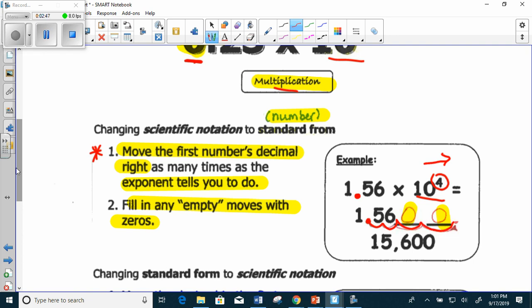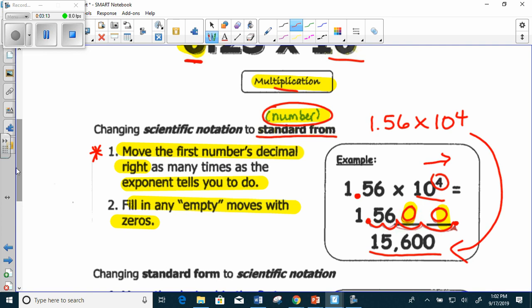Now, this number is missing the zeros here, so I'm just going to fill the zeros in. When the decimal is at the end, you're going to write the number in standard form. Standard form is the number. So what is our new number? 15,600. So what does that mean? If you see a number that's written 1.56 times 10 to the 4th, that equals 15,600. So this is scientific notation. This is standard form. They're both the same number.